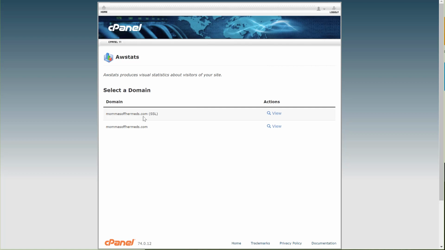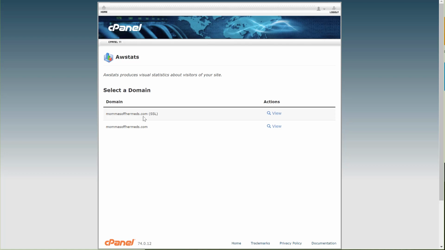You are going to see two domains there. One would be your site served over SSL and one over non-SSL. If you have a subdirectory or add-on domain, those will also show here. And again, there'll be SSL and non-SSL.